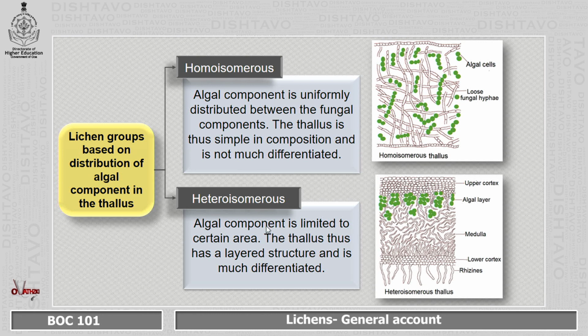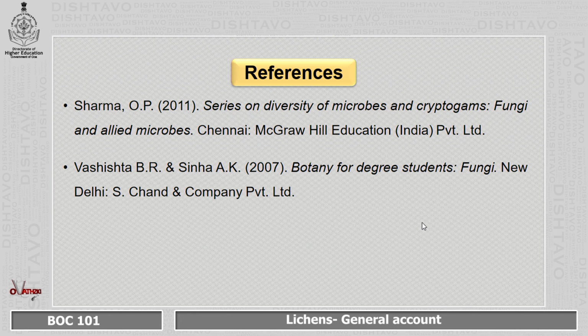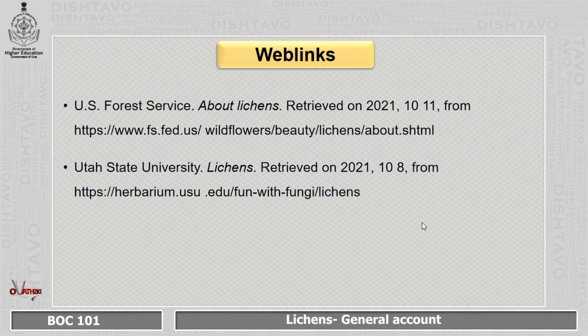Now, the second group here is the heteromerous form, wherein the algal component is limited to a certain area. The thallus thus has a layered structure and is much differentiated. So, as you can see in this image, the algal component is restricted to this algal zone or the algal layer, and the rest of the thallus is the fungal component, which is much differentiated into the upper cortex, the lower cortex, the medulla. These are the references for this module and these are the web links.